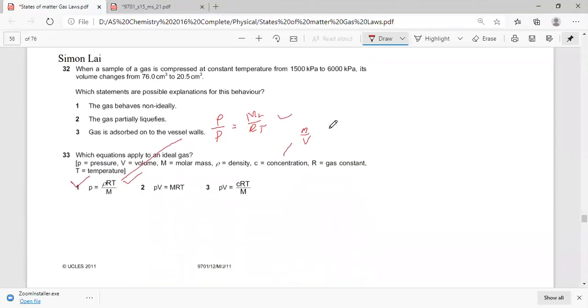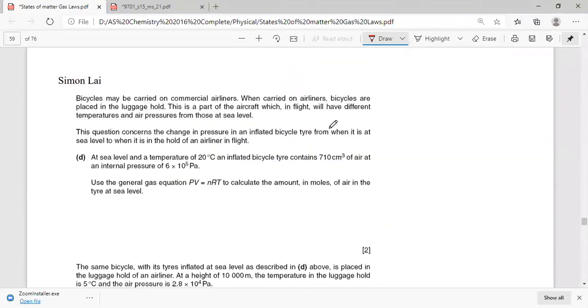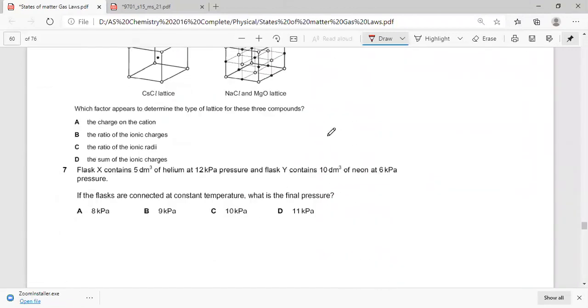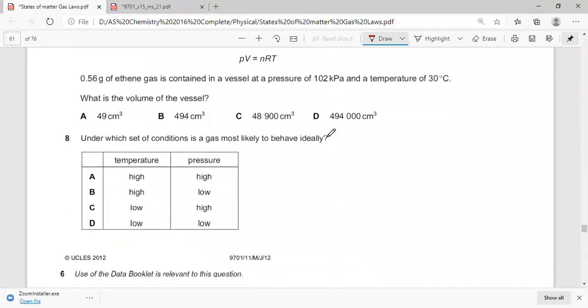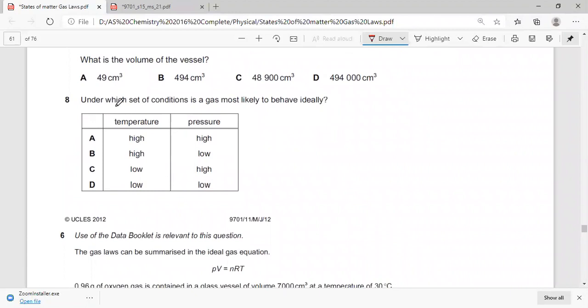Next one here, 61. Answer 61 was question 8. Under which set of conditions is the gas most likely to behave ideally? High temperature and low pressure. I think I'll do one more and then we're going to do two more questions.